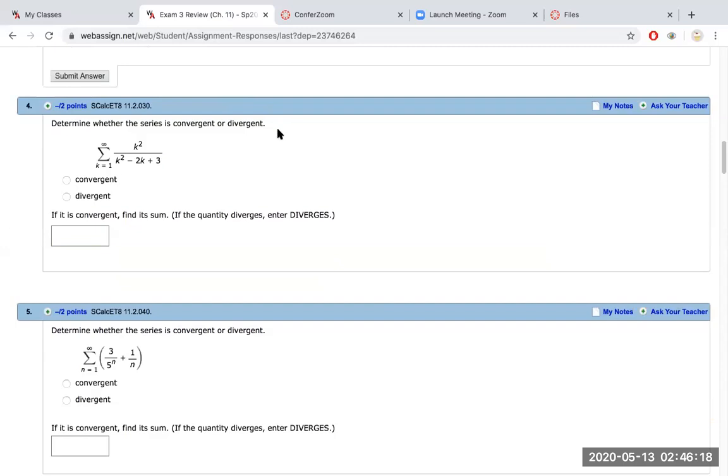Determine whether the series is convergent or divergent. This is still an 11.2 problem. You're eventually going to want to get used to finding your series convergence or divergence without knowing which section it's from. Practice with 11.7 will help with that. So now we want to know if the series is convergent or divergent.